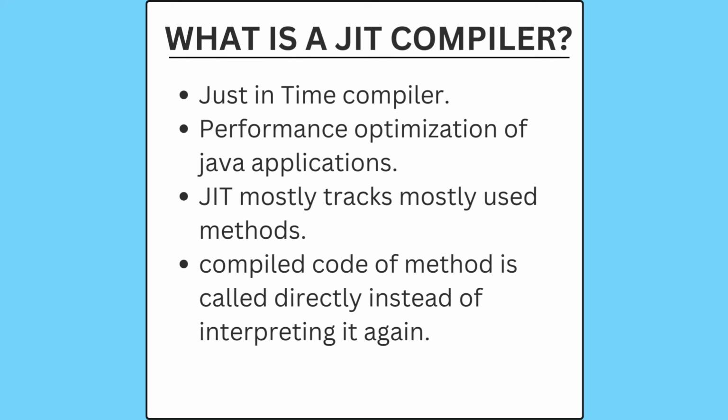So in future, if the same method is called, it simply does not interpret that again, but simply calls the machine code, right? Which is saved by the JIT compiler, and so in this way it can increase the performance of the Java application, right? So with the use of a JIT compiler, we can increase the performance of the Java application, right? So that is it for the JIT compiler. So this completes the Java architecture, right?